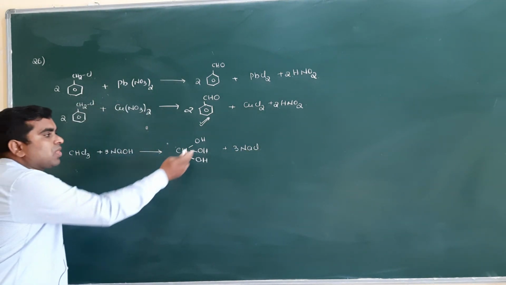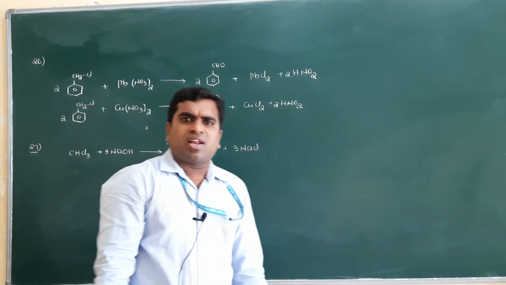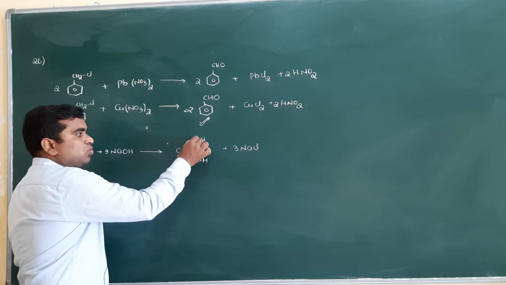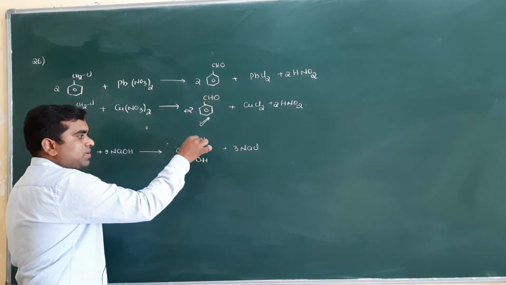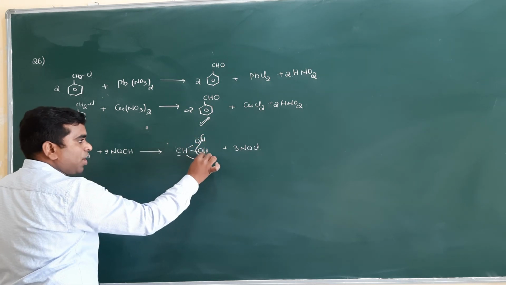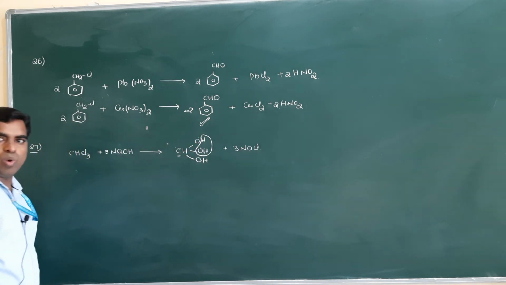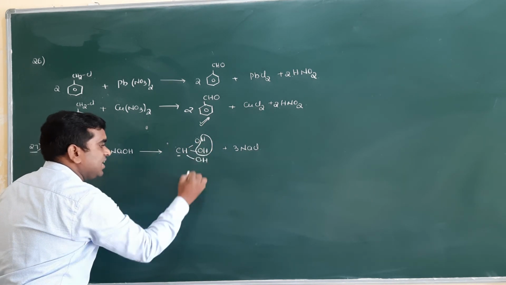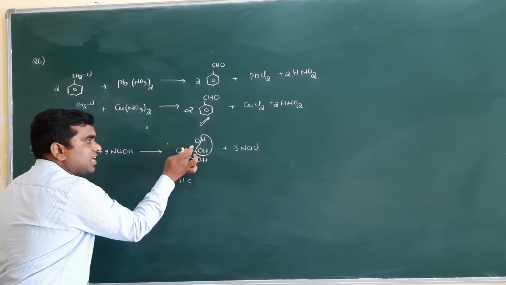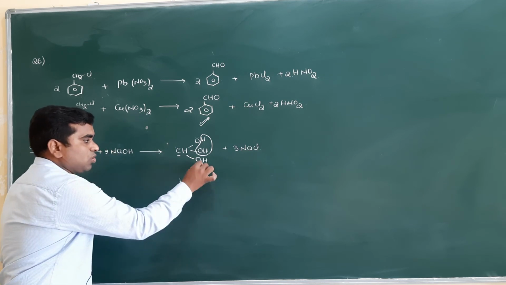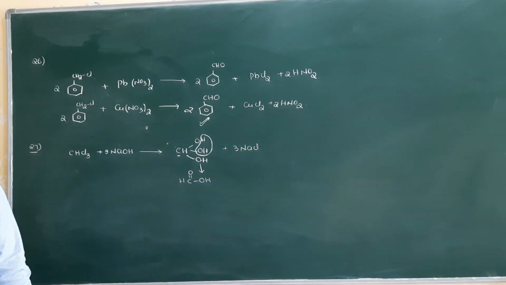Clear? But you already know, I already mentioned, whenever 2 OH groups are present on the same carbon, they are unstable due to repulsions. So to avoid those repulsions, it removes 1 oxygen in the form of water. Then what compound will you get? You see H and C, there will be a double bond. Elimination means here a double bond will come, C double bond O, and here OH. What are you getting? You are getting formic acid.